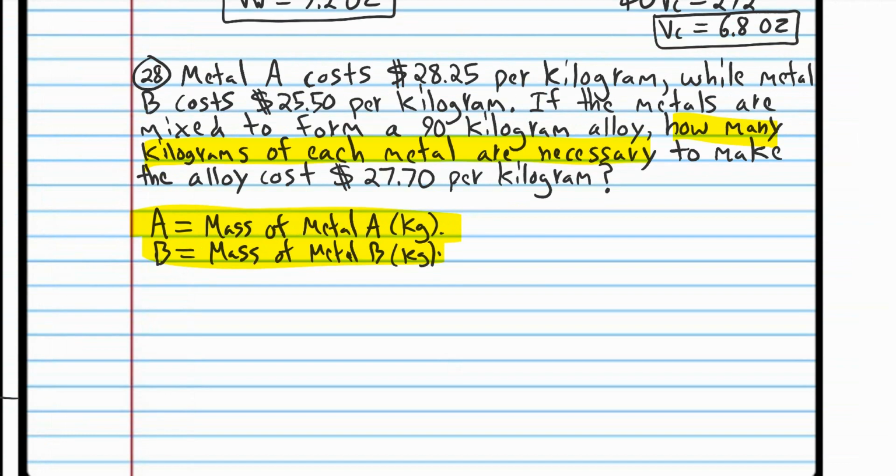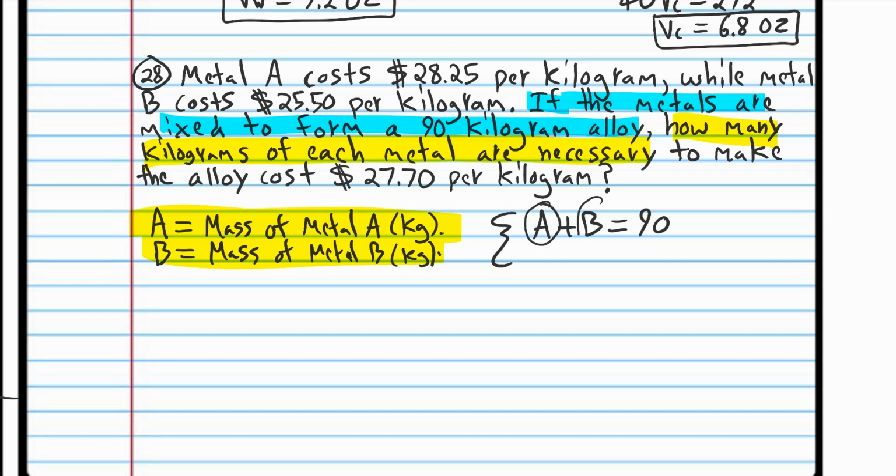And let's look for an easy equation. So the easy equation is: if the metals are mixed to form a 90 kilogram alloy, that means that A plus B is equal to 90. The number of kilograms of metal A plus the number of kilograms of metal B is equal to 90.